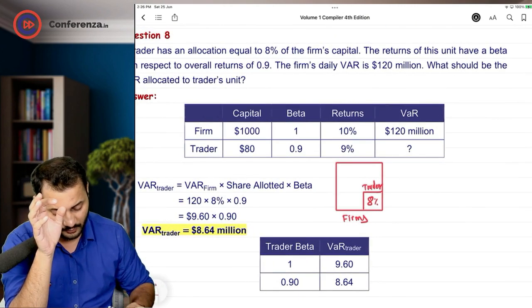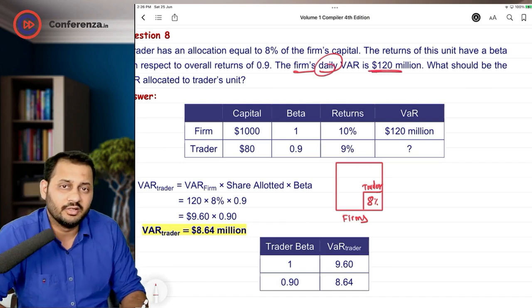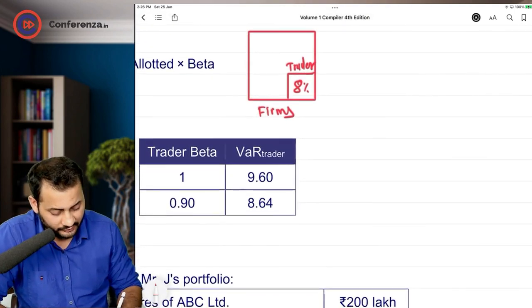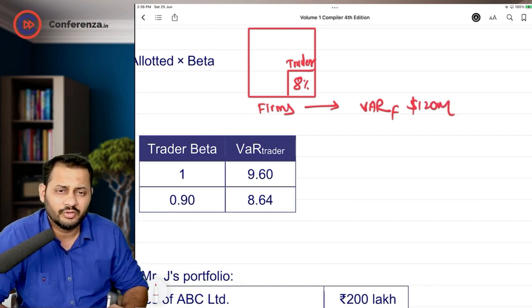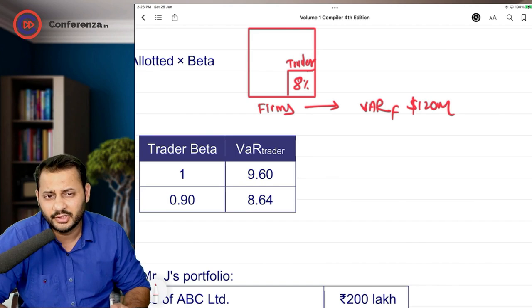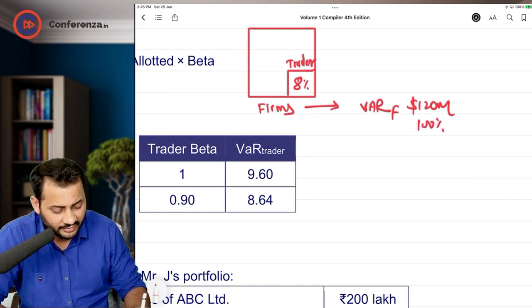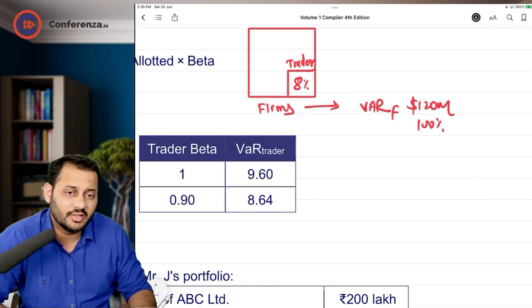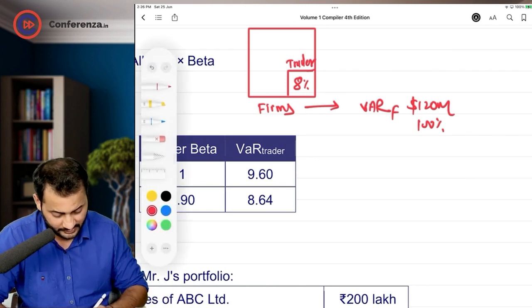Good enough. Now, the firm's daily VAR is $120 million. The VAR of the firm is 120 million. What do you think the VAR of the trader should be? Based on this much of the data, the VAR of the trader should be 120 into 8%, because 120 is at 100%. What will be the trader's VAR? 120 into 8%. But that is not just enough. Have a look.